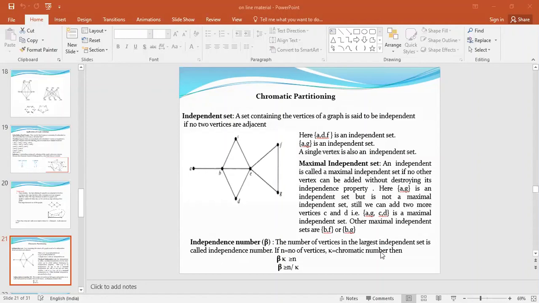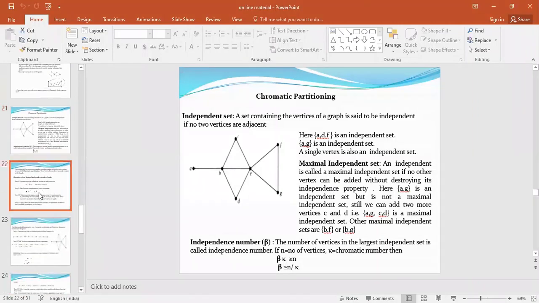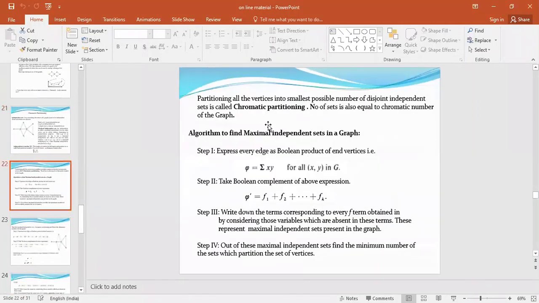The independence number is the maximum number of vertices in the largest independent set. That is called the independence number. Then comes chromatic partitioning. So what is chromatic partitioning? Partitioning all the vertices into the smallest possible number of disjoint independent sets is called chromatic partitioning.